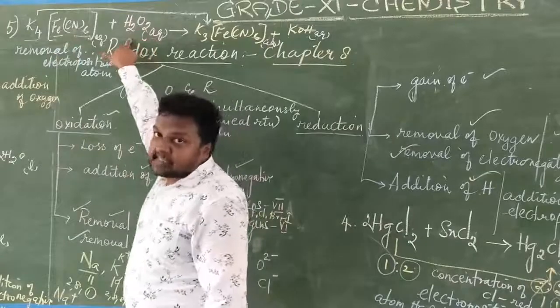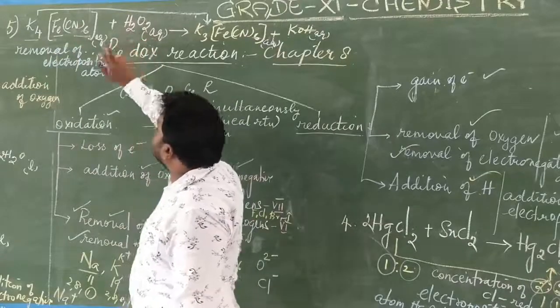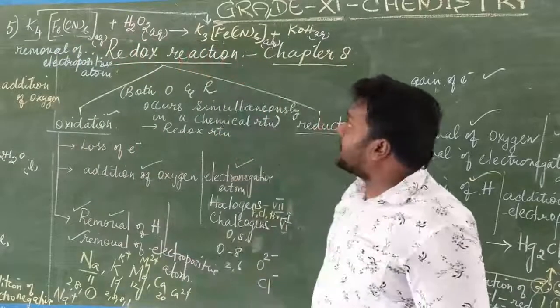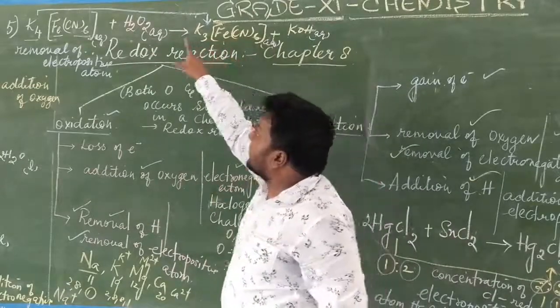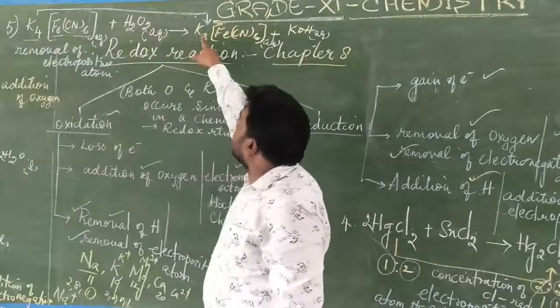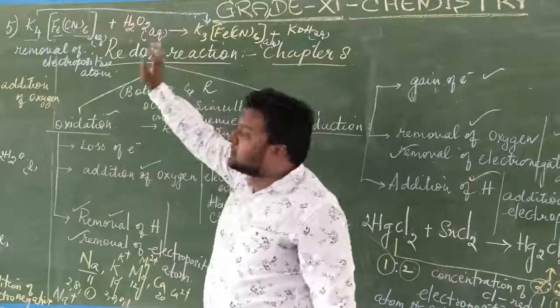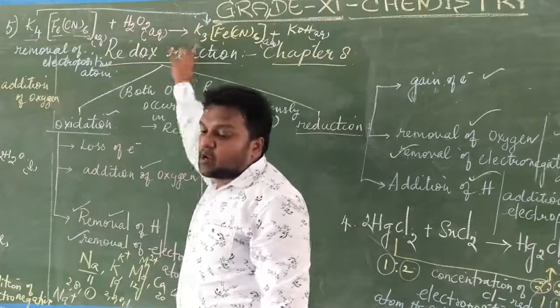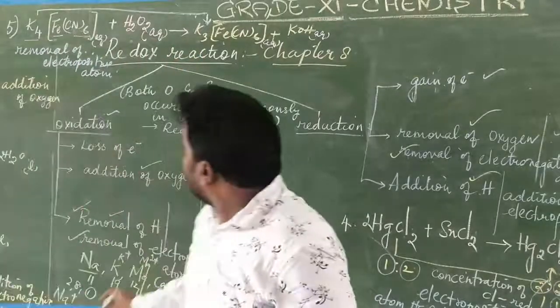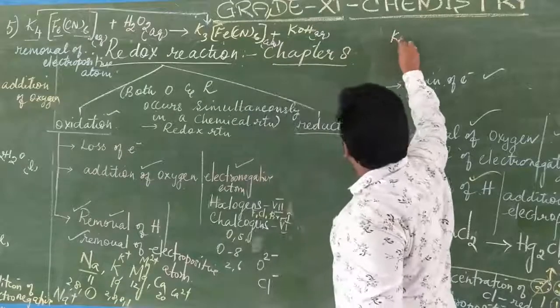With aqueous hydrogen peroxide, H2O2 is hydrogen peroxide, it gives rise to the formation of potassium hexacyanoferrate. So here what happens? Here K4 has got reduced to K3, isn't it? Potassium is electropositive. Why are we calling it electropositive? Because potassium has atomic number 19.